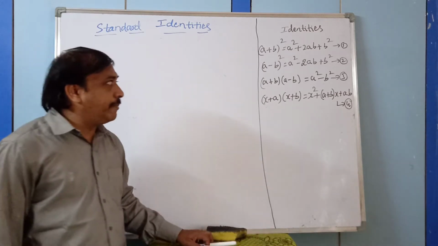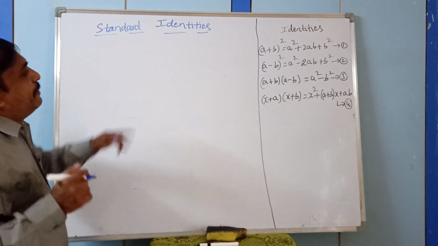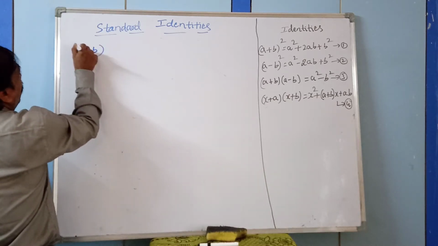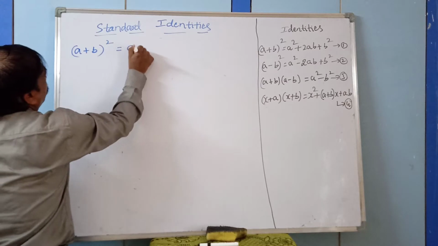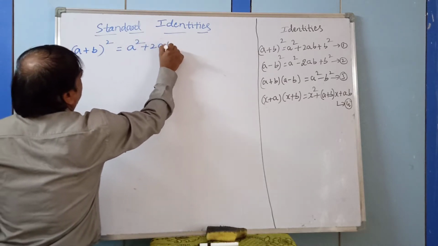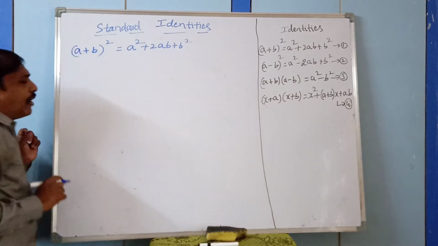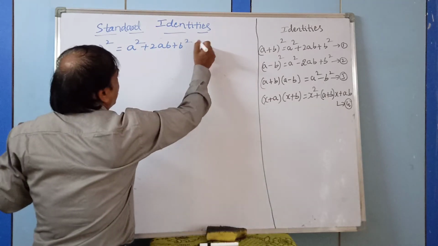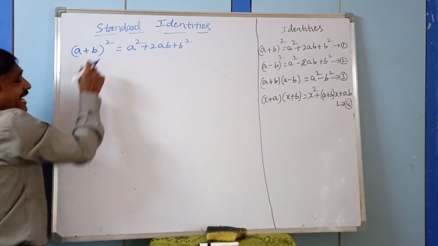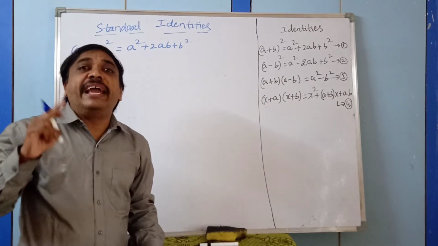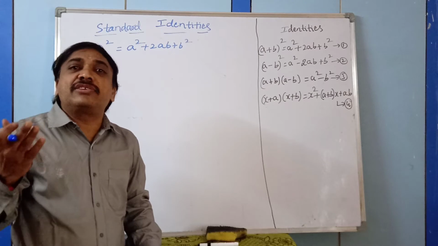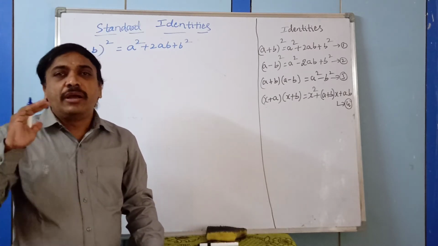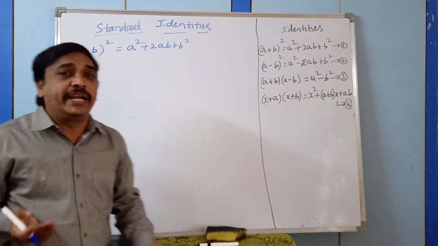So the first identity is what? (a plus b) whole square. Observe it. (a plus b) whole square is equal to a square plus 2ab plus b square. How are we going to get this? We have to simplify. This is the first identity. See here. x square means, how do you write? x into x. How are we getting x square? x into x. 4 square meaning is what? 4 into 4. 5 square meaning is what? 5 into 5.